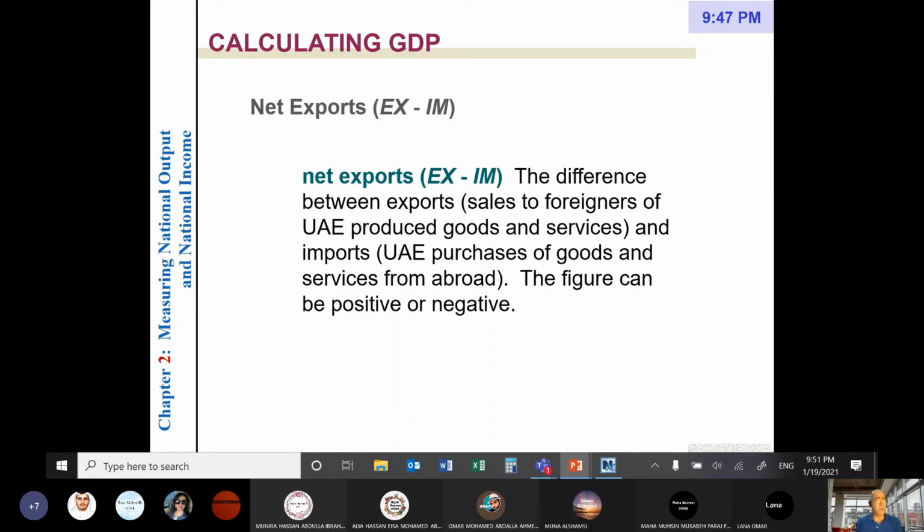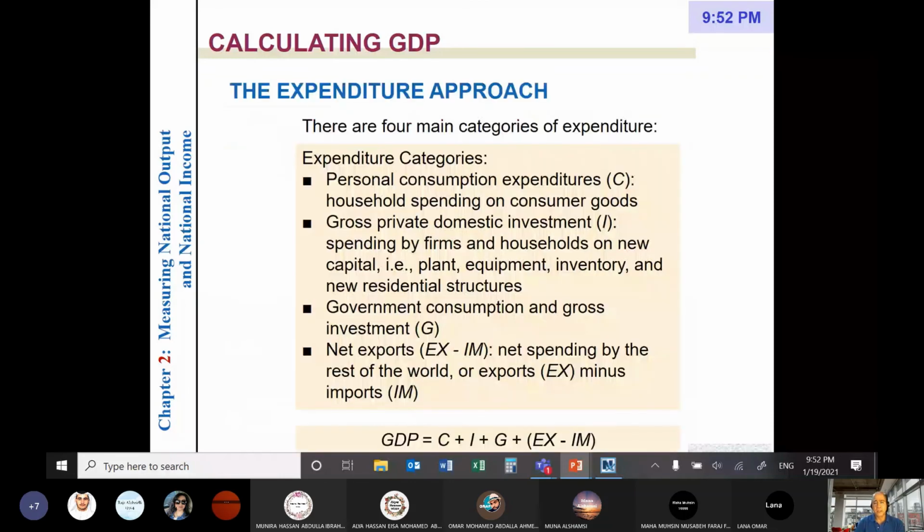Here there is an important question. Why do we add net exports to the system of calculating gross domestic product according to the expenditure approach? This is one of the discussion questions at the end of the chapter. But now you need to understand it. Why do we add export and deduct import in the calculation of gross domestic product?